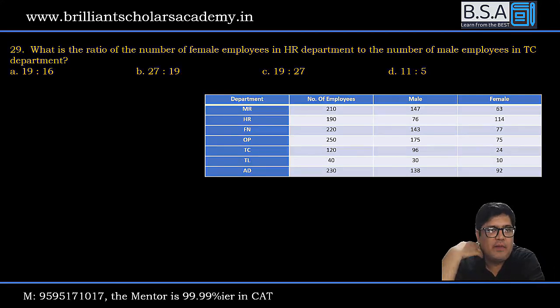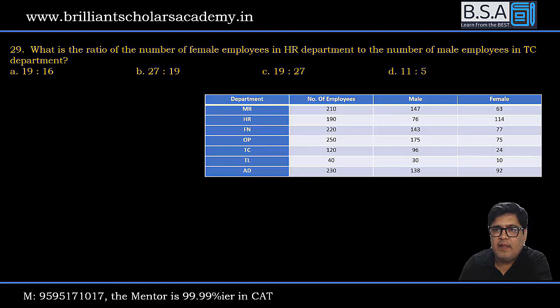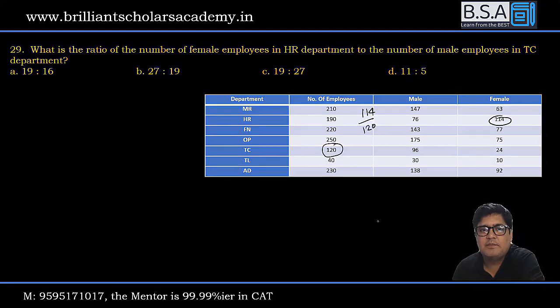Match your answers now. What is the ratio of number of female employees in HR to number of males in TC? Males in TC. So you have 114 upon 120. Does it say approximate? Does it say exact? Male employees in TC, female employees in HR. That is the ratio you need.